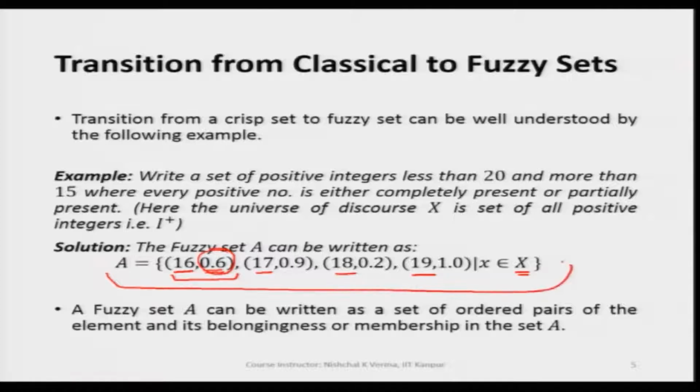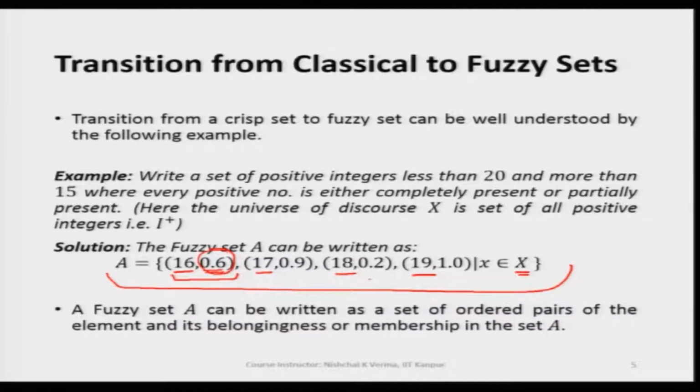So, if we see this fuzzy set A, it is not a crisp set, it is a fuzzy set, because the elements 16, 17, 18, 19 all have some degree associated with them. So, 16 is with 0.6, 17 is with 0.9, 18 is with 0.2, 19 is with 1.